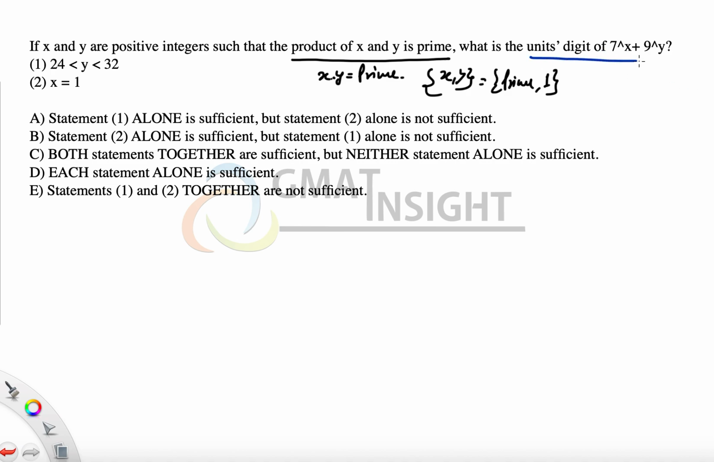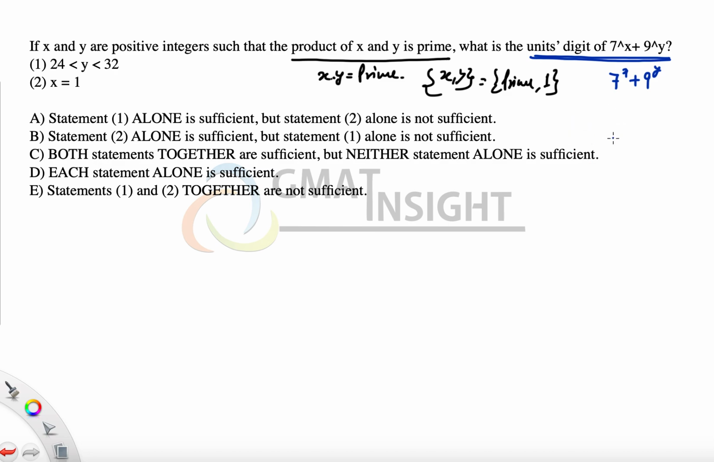We have to find out the unit digit of 7 to the power x plus 9 to the power y. Now to find out the unit digit of 7 to the power x and 9 to the power y, we need the information about x and y. But before that, we also need to know the cyclicities of the unit digits.